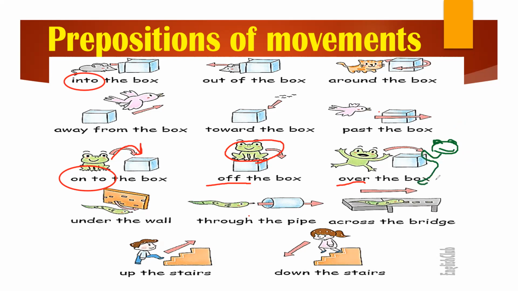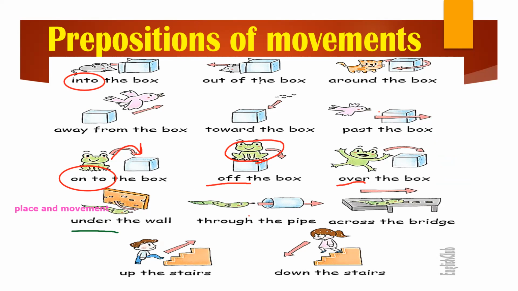All right. That's our little frog. Anyway, so over and past are the same, except that past means you pass beside something. Over means you pass on top or above this thing. All right. Under the wall. Under is both place and movement. It's both a place and movement preposition. I can say that the bag is under the desk, and I can also say that the snake walked or sneaked under the wall.